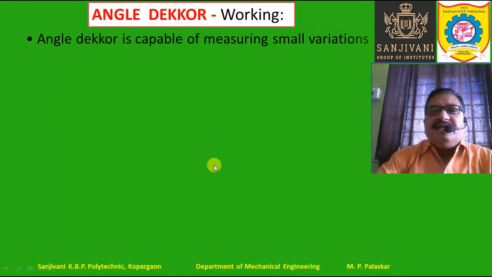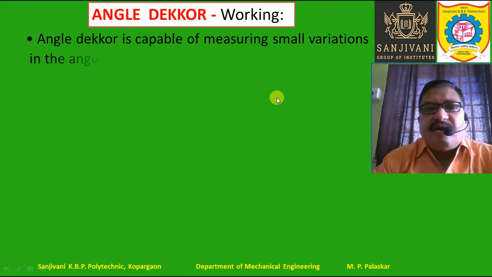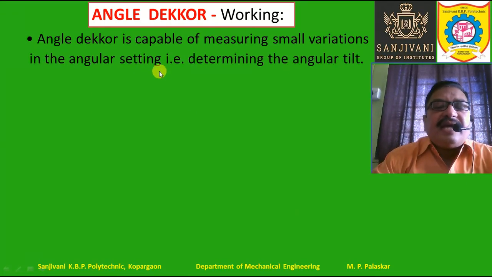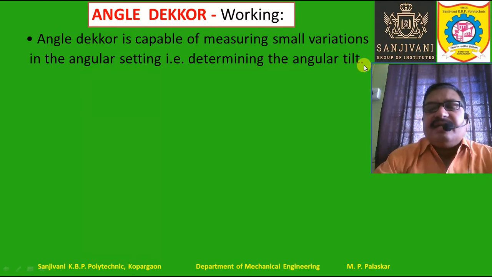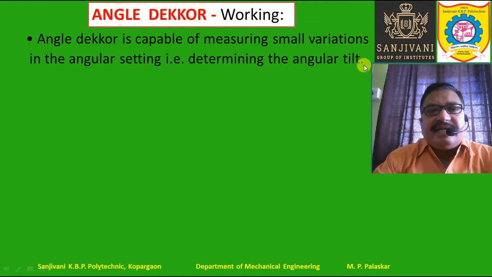So now let us study the working of the angle Decker. The angle Decker is capable of measuring small variations in the angular setting, that is, determining the angular tilt. So let us study how to use the angle Decker for determining the small angular tilt of a particular flat surface.